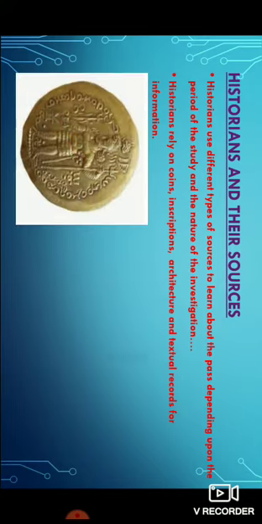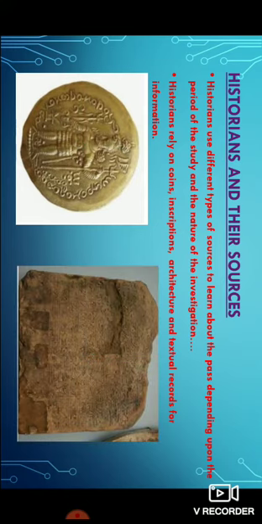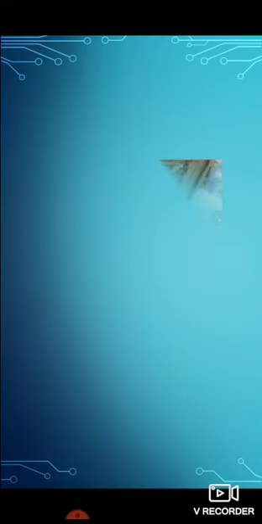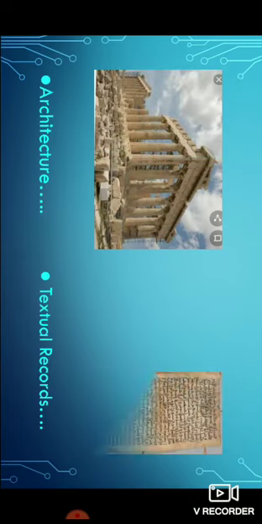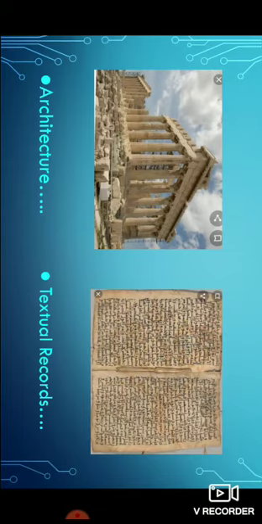Next point, historians and the sources. Historians use different types of sources to learn about the past, depending upon the period of study and the nature of investigations. Historians rely on coins, inscriptions, architecture, and textual records for information. Observe the pictures carefully.